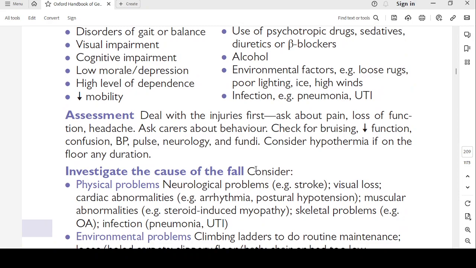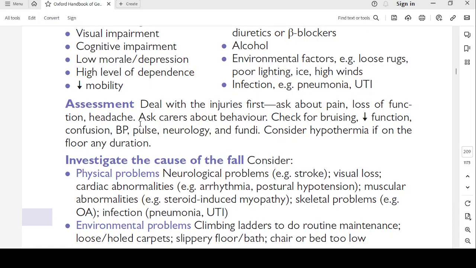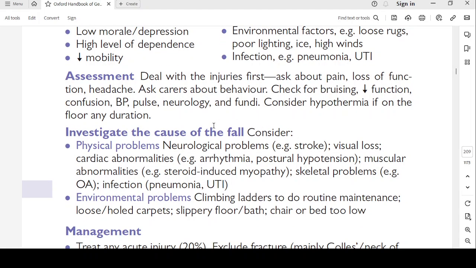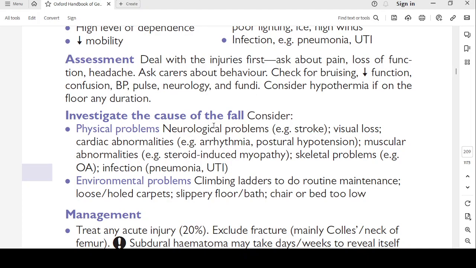Assessment. Deal with the injuries first. Ask about the pain, loss of function, headache. Ask the carers about behavior. Check for bruising, decreased function, confusion, BP, pulse, neurology, and fundi. Consider hypothermia if on the floor for any duration.